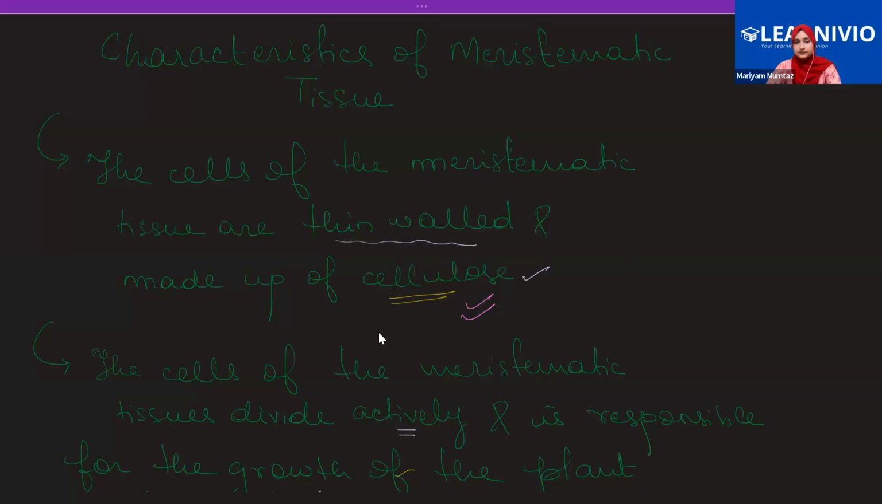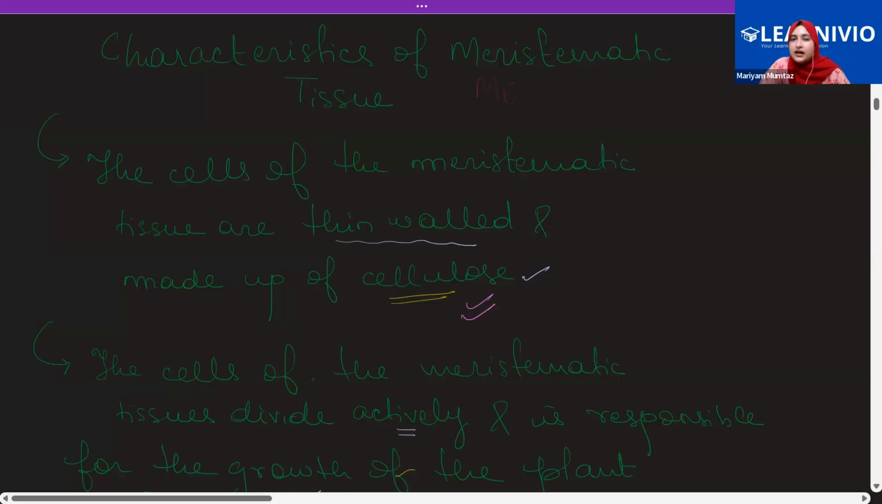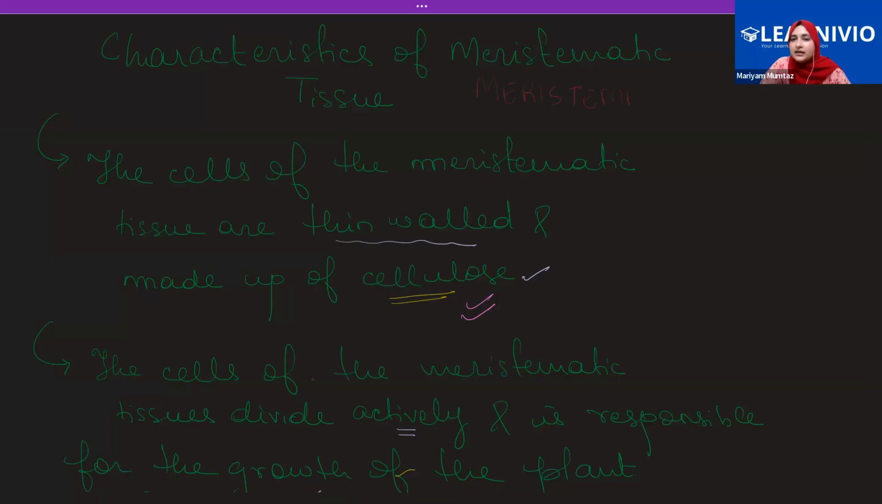Ma'am, now what is written, characteristics of meristem? Meristematic. Okay, ma'am. Meristematic tissue. M-E-R-I-S-T-E-M-A-T-I-C. Meristematic tissue. Okay, ma'am. Thank you.